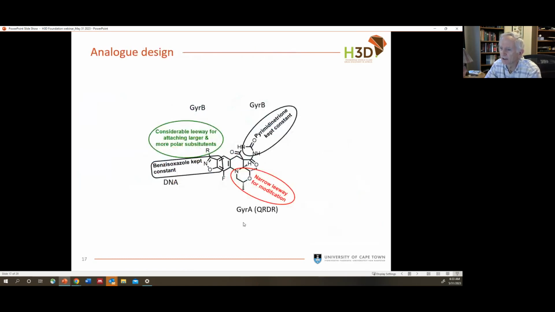So in a nutshell, the analog design said, keep this black area constant. It doesn't look like there's room for modification. This area over here binds to the GyrB segment of the protein. This area over here stacks with DNA. There's considerable leeway for this R group over here to put in a large variety of substituents, and this interacts with another portion of the GyrB protein and binding towards the GyrA part of the protein. This is a quinolone resistant region of the protein. These are where residues that confer resistance to fluoroquinolones are found. There's narrow leeway for modification.